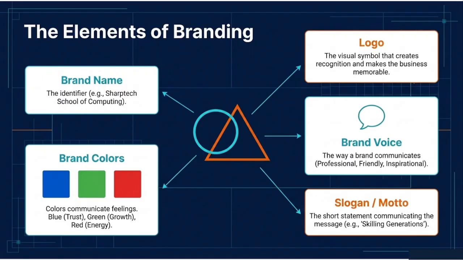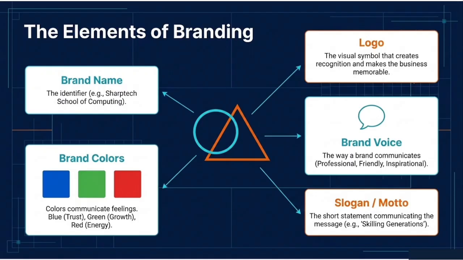For example, I've presented there a name like SharpTech School of Computing. That is a brand name. Movit is a brand name. Coca-Cola is a brand name. Okay? And then the second element is the logo. A logo is a visual symbol that creates recognition and makes a business memorable. Like Coca-Cola, they have their logo. When you look at it, you can be able to recognize and remember that this is Coca-Cola.